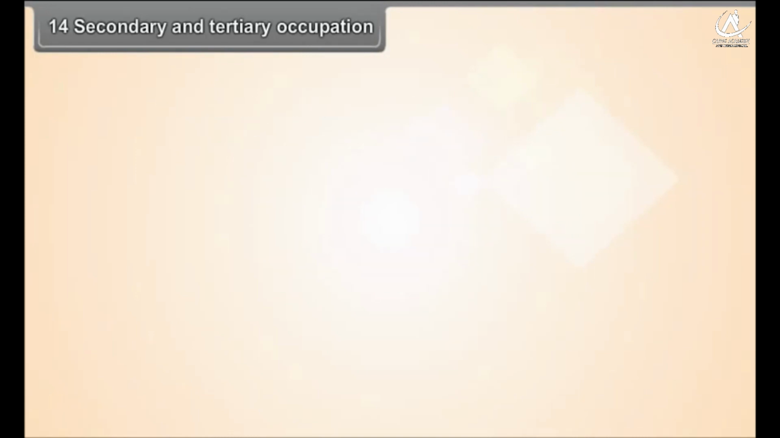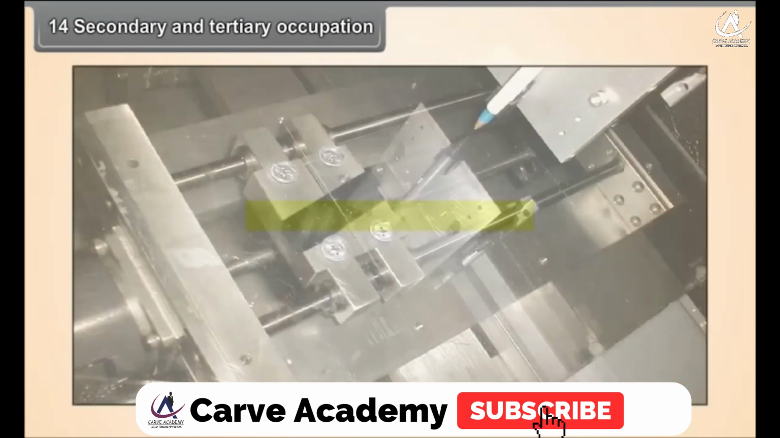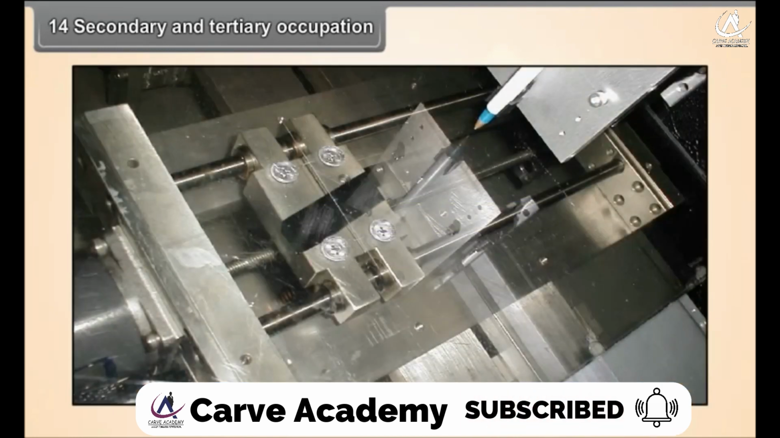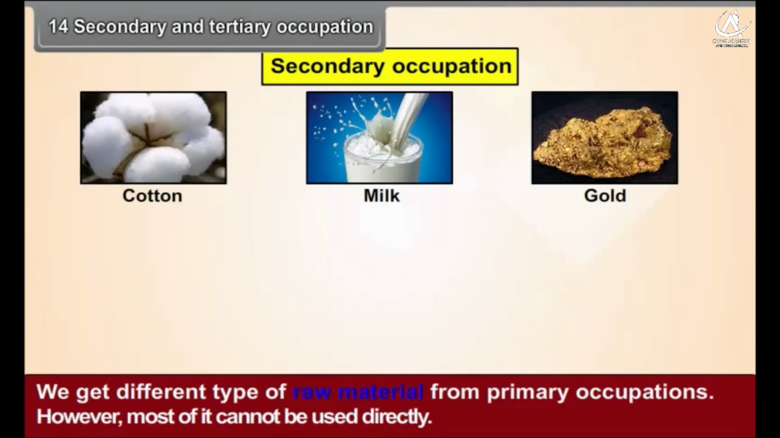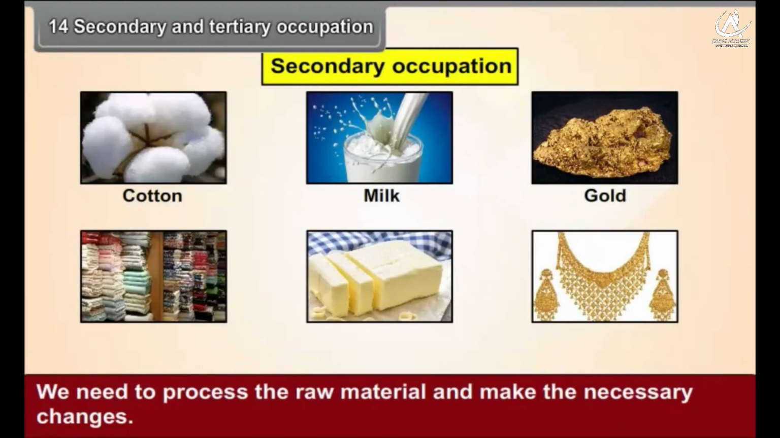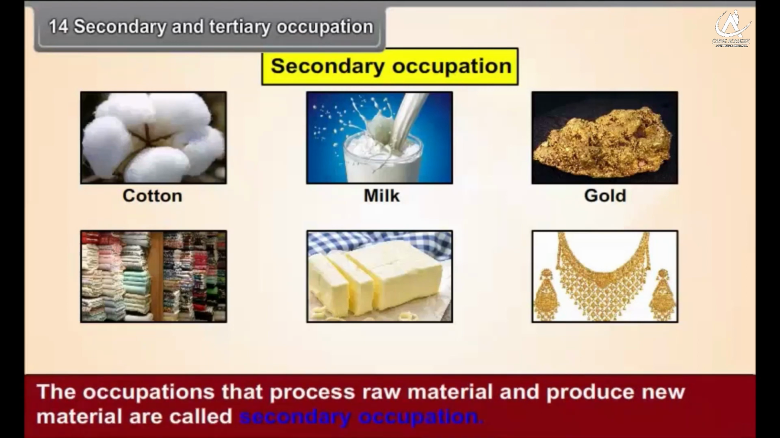Chapter 14: Secondary and Tertiary Occupations. Secondary occupations. We get different types of raw material from primary occupations. However, most of it cannot be used directly. We need to process the raw material and make the necessary changes. The occupations that process raw materials and produce new materials are called secondary occupations.